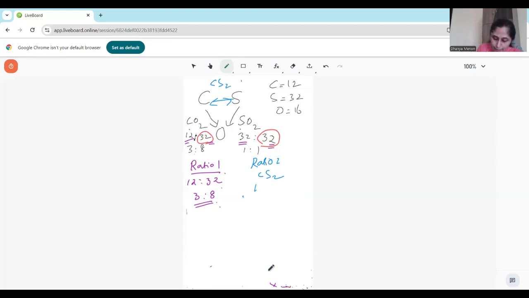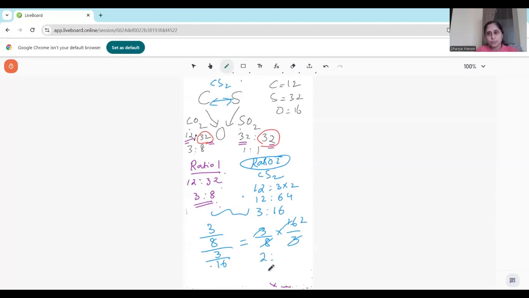That is 12 and 32 times 2. That is 64. Right. So that means it is 3:16. Now, this is ratio number 2. So ratio number 1 and ratio number 2, they bear a simple whole number ratio, that is 3:8 over 3/16, which is equal to 2:1. Isn't it a simple whole number ratio?